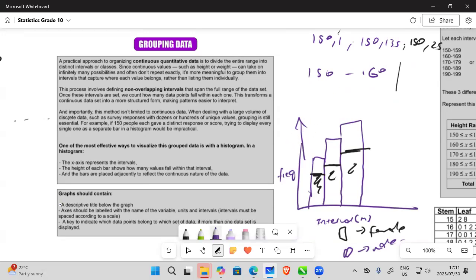Okay? And then, yeah, the graph should contain a descriptive title below the graph. Axes should be labeled with a name of the variable, units, and intervals. So here, if the intervals were heights, we'll say intervals of heights, and in brackets you'll put meters. You have to put the units of measurements.